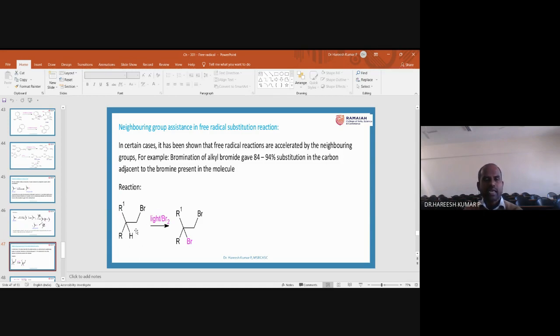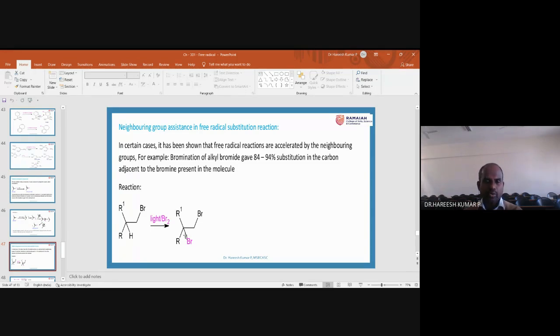Alpha hydrogen containing alkyl bromides, when irradiated with light in the presence of bromine, will give you alpha halogenated alkyl bromides. And here what is happening? It has been shown that free radical reactions are accelerated by neighboring group participation. How does the neighboring group participate? That I will explain in the next slide.